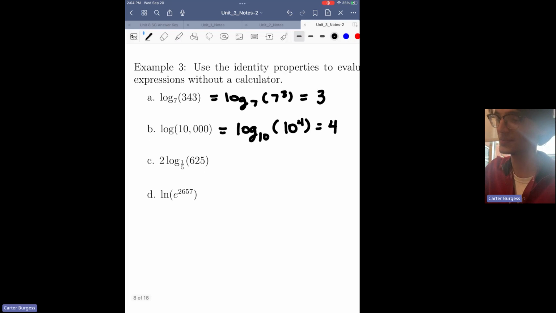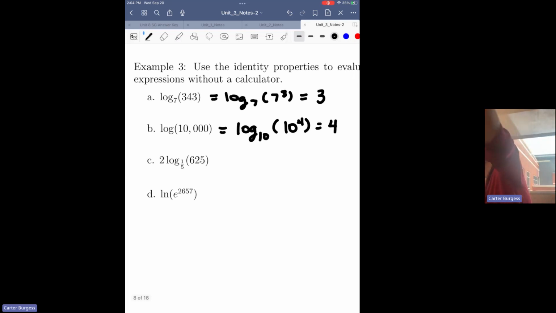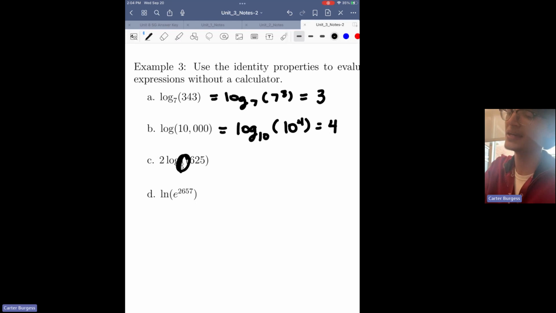All right, let's look at C. That 2 we can kind of ignore. That's just going to be multiplied at the end of it. I just threw that in to make the problem more challenging. It doesn't really change the difficulty level. I want to talk about this 1/5, because I think this problem would be a lot easier if this were in base 5, right? The 1/5 is kind of hard to wrap our minds around.